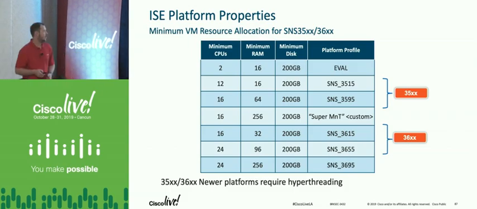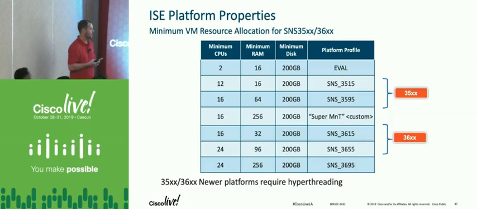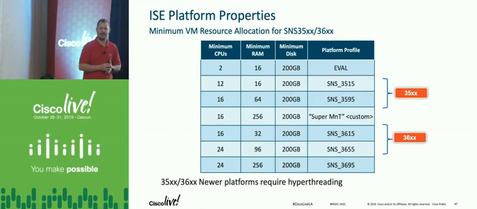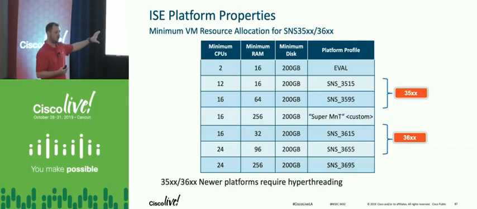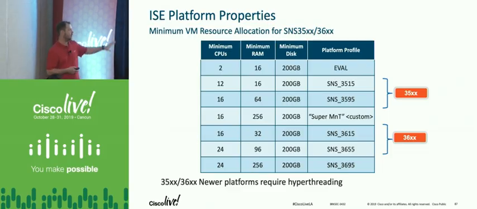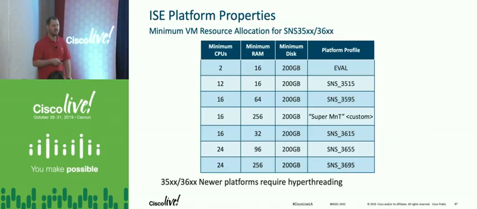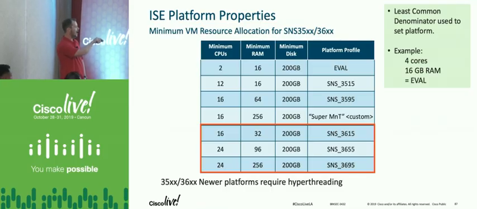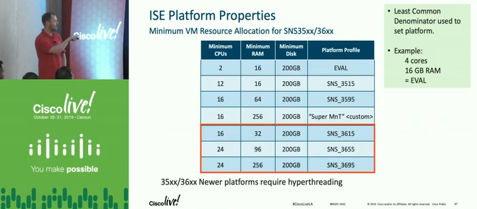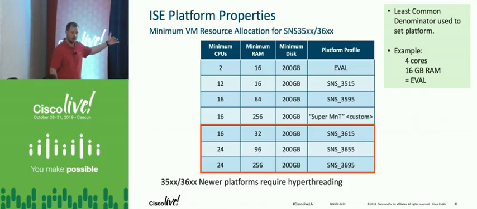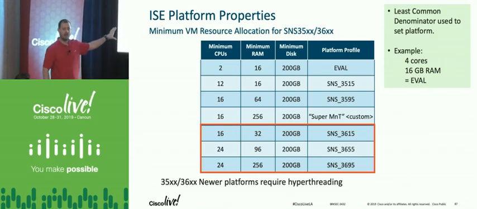Now the other thing that comes up is from a properties point of view. ISE is actually going to do some profiling to understand hardware. Profiling is another topic, we'll get to that. But hardware profiling to make sure that the virtual machine has the appropriate resources to match the platform profile. And so this check happens quite a bit. And we need to make sure that the minimum CPUs, minimum RAM, minimum disk space does match. Otherwise, it will profile it lower. And this is a least common denominator.